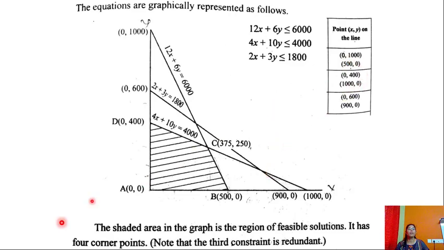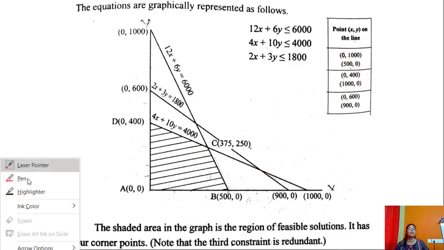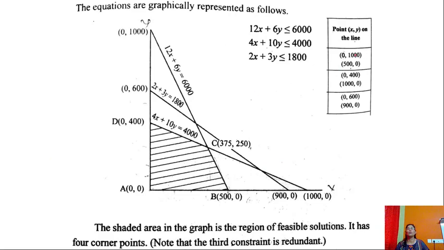The first point that we have to plot is 0 and 1000. So x is 0 and y is 1000. This is the first point. And the second is x is 500 but y is 0. So we are joining this straight line. Now coming to the second equation, x is 0 and y is 400. This is the point.